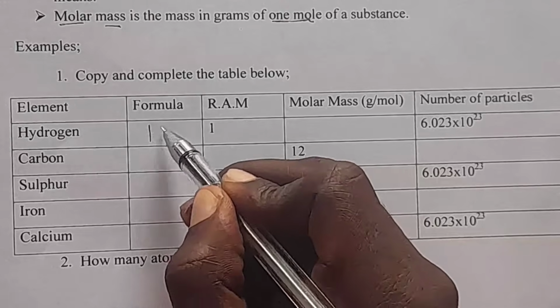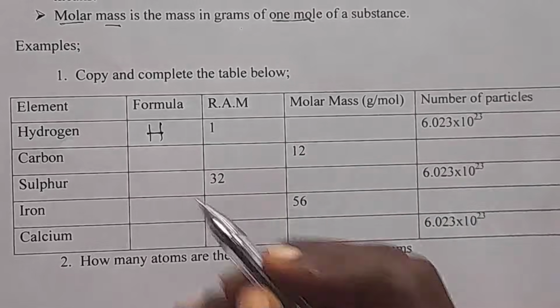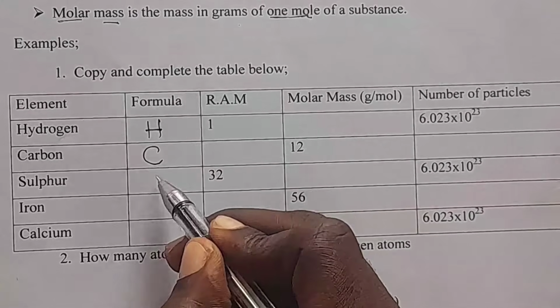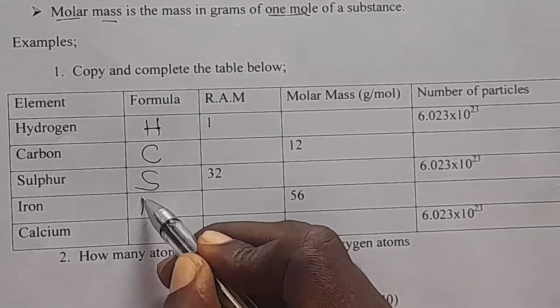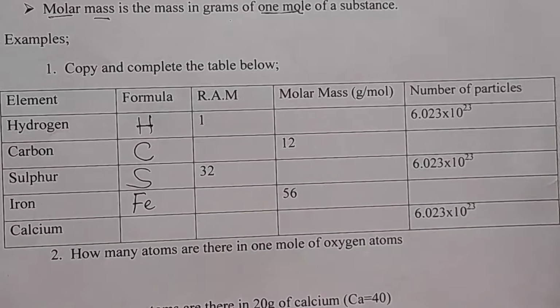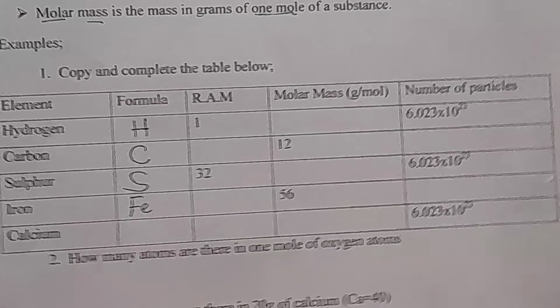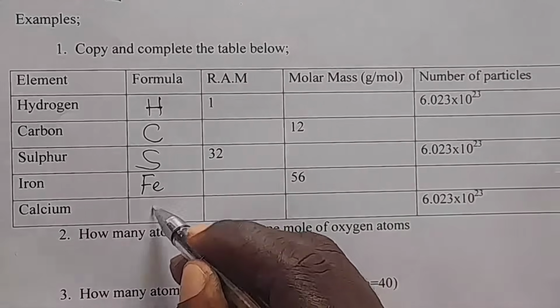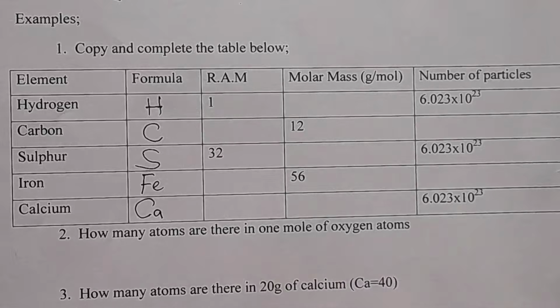The formula and the chemical symbol will be H alone. Carbon will be C, sulfur will be S, iron will be Fe, because the chemical symbol of iron is derived from its Latin name, which was ferrum. Then we're having calcium there. The chemical symbol is Ca.